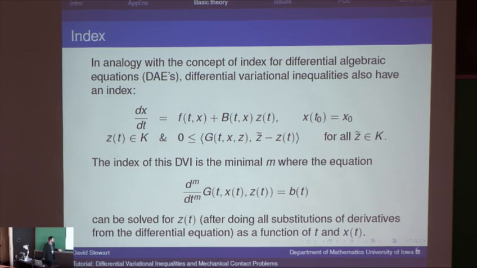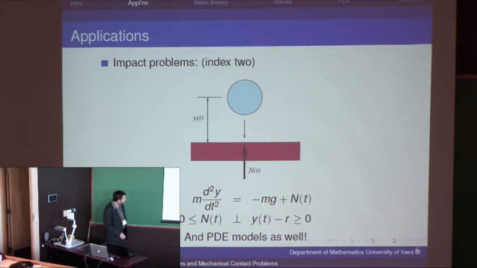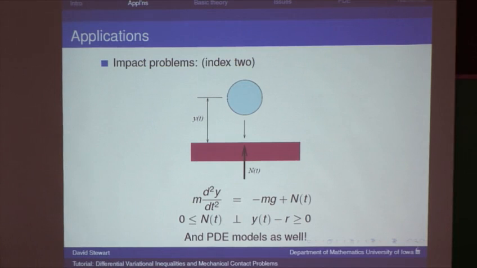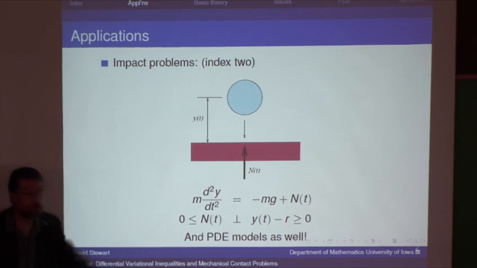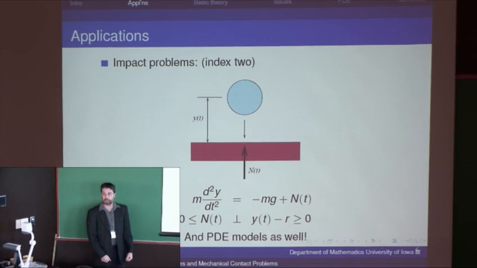Okay, so let's go back and see how that applies here. On the one side you have n, on the other side you have y. You need to differentiate y twice using this to get the normal contact force coming out, which is the variational inequality variable in this system. So that's index 2.